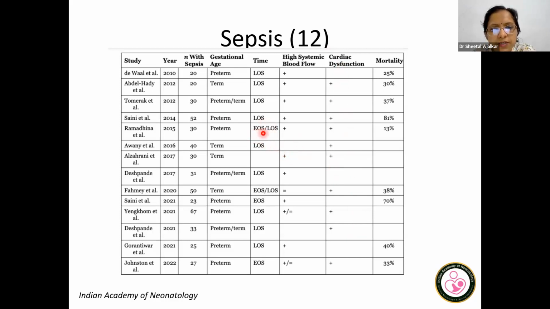So here also we can see early onset and late onset both are present. Here also, early onset, late onset. So maximum of the studies are pointing to significant cardiac dysfunction and high systemic blood flow in sepsis, and the mortality has been quite significant, up to 70% also.